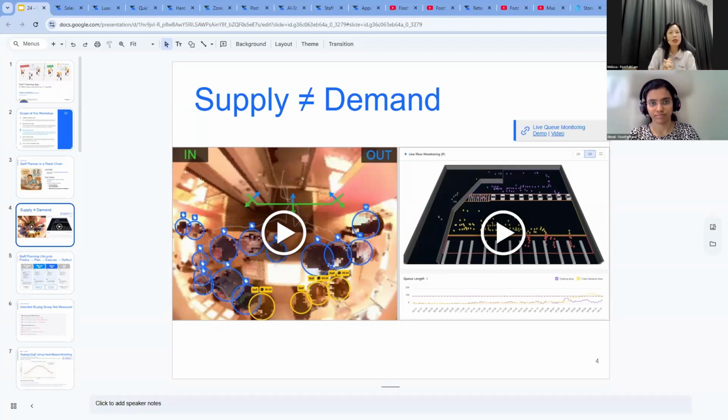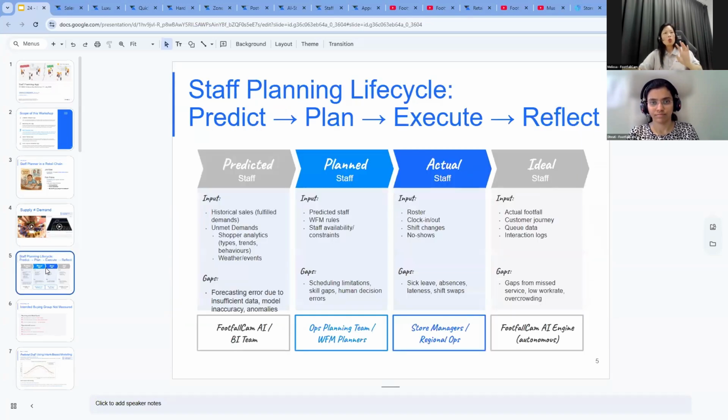And this is why staff planning really matters. Because it's not just about cutting costs, it's also about unlocking revenue that has already walked into your store. Yeah. So let's talk about the 4 stages.